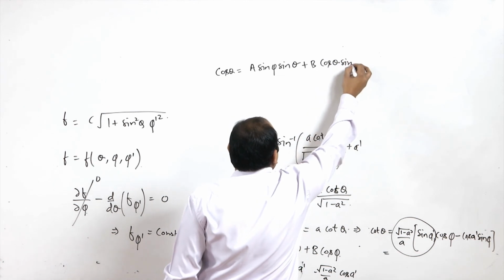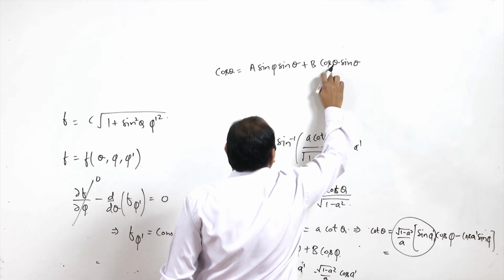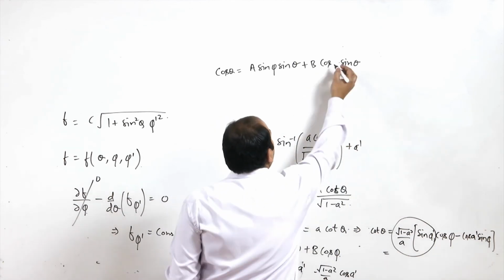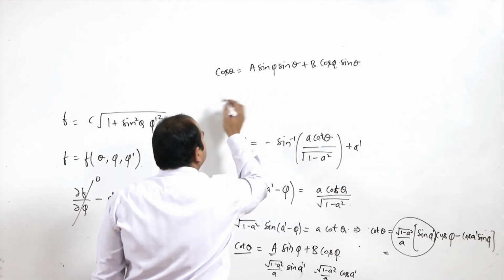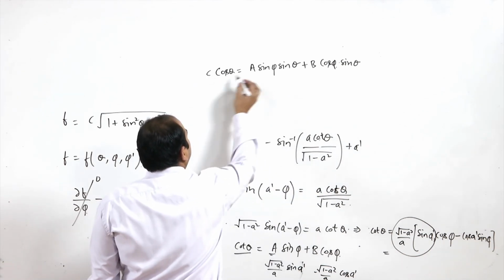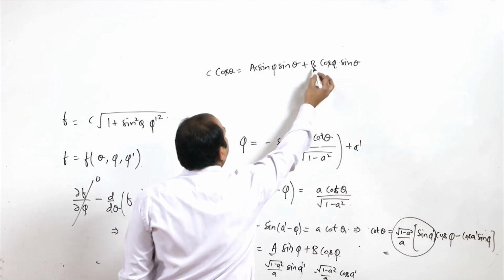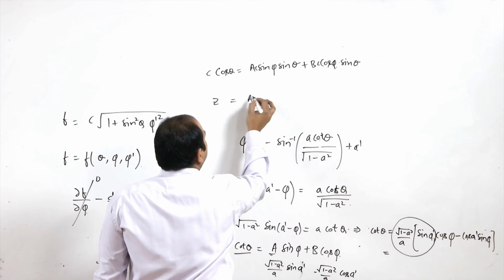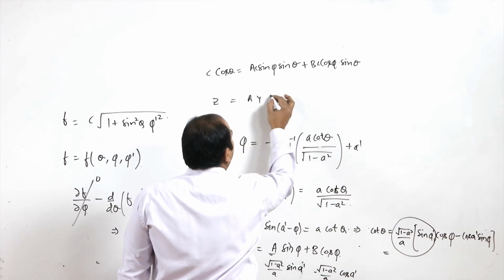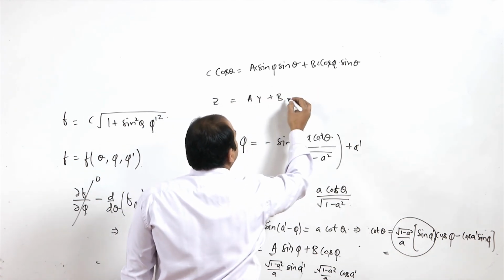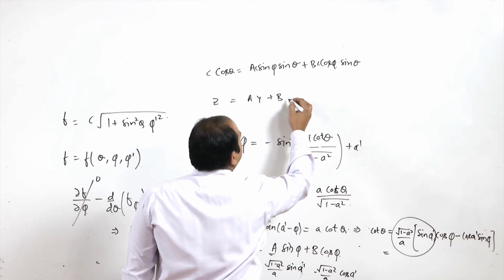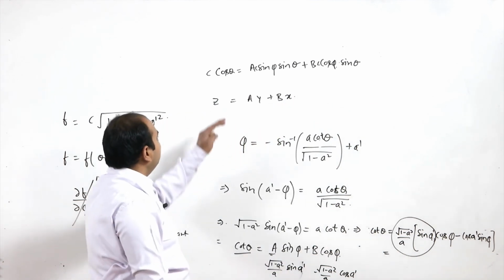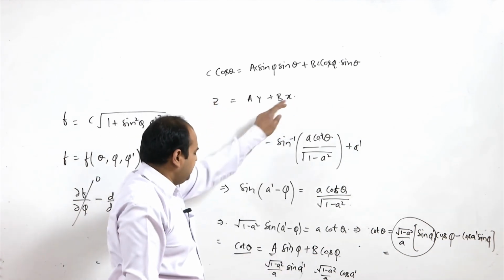sin of theta, and this is cos of phi. If you multiply both sides by c, then this is your z here, and this is your y here, and this is your x here. There is something wrong here, yeah, this is x, right. So here we can say that it is z equal to ay plus b of x.